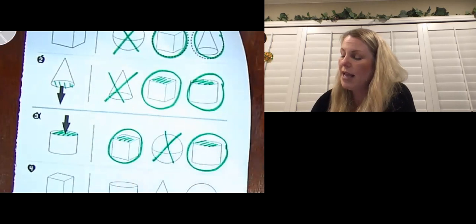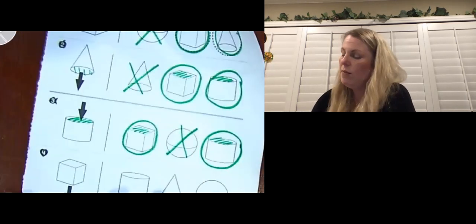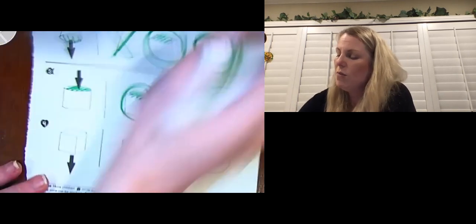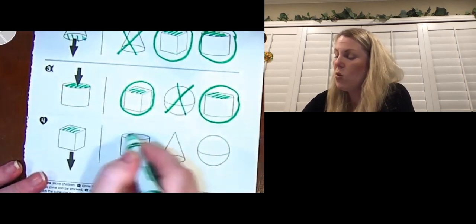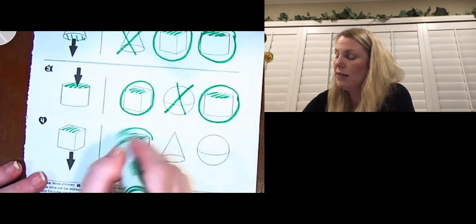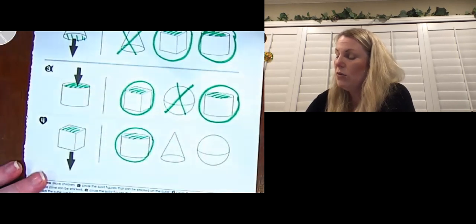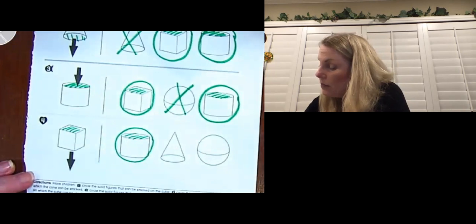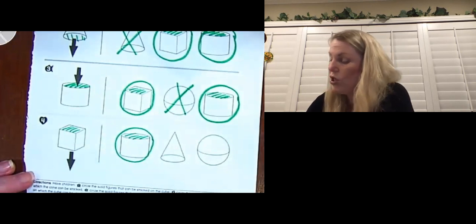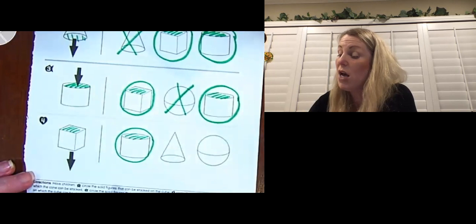Okay, let's look at our cube. See how they're pointing to the bottom? It wants to know the bottom, and the bottom is flat like the top. Okay, can it go on a cylinder? The cylinder has that flat part, right? So if this is on the bottom, on which the cube can be stacked. Oh, can it go on top of?